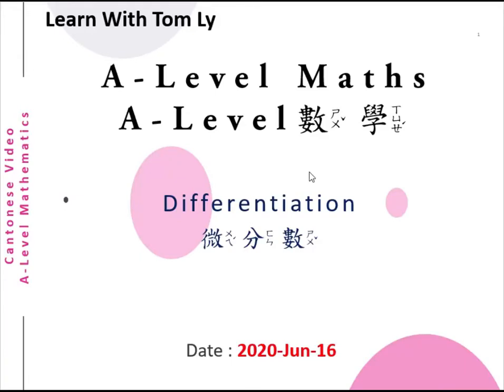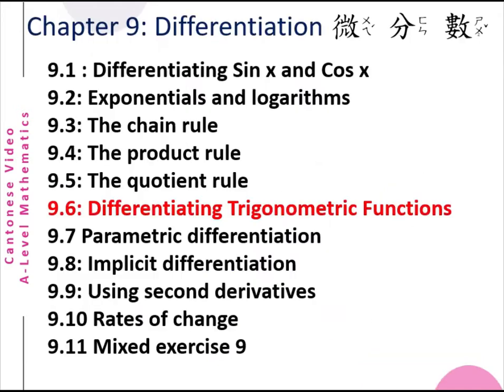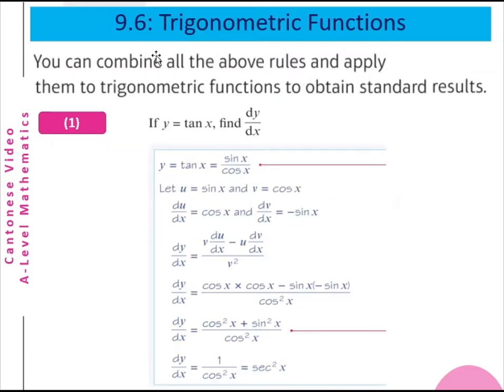We continue with the advanced level of mathematics, the differentiation. And today we will talk about differentiating the trigonometric functions. Let's say if we have a trigonometric function and we want to differentiate it, you can combine all the above rules and apply them to the trigonometric function to obtain the standard result. What are the above rules? The above rules are the quotient rule, the chain rule, and the product rule of differentiation.